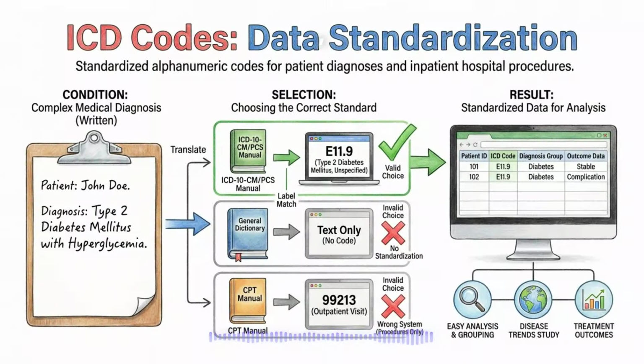ICD codes are globally recognized alphanumeric codes used specifically to represent patient diagnoses and inpatient hospital procedures. By translating complex written medical diagnoses into standardized ICD codes, analysts can easily group similar patients together to study disease trends and treatment outcomes.